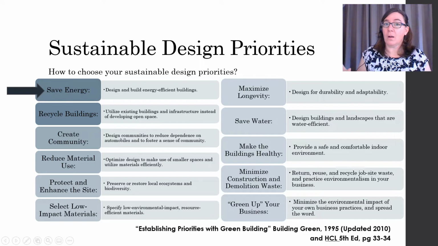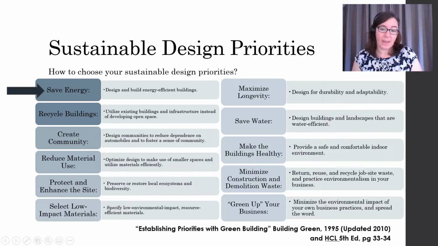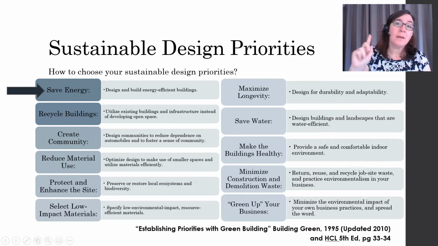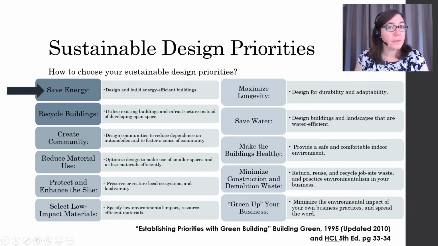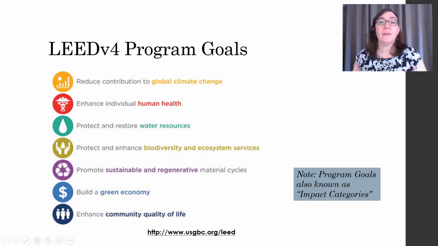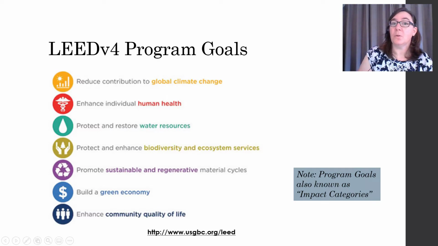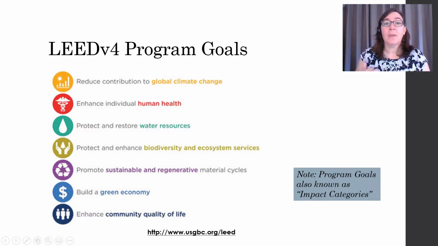But overall, in general, you can follow this framework, and it's coming from your textbook and also an article called Establishing Priorities with Green Building. The number one, very most important sustainable design priority is going to be to save energy across the board. If you're familiar with the LEED program, some of these goals should sound very familiar to you because they map quite closely with the LEED program goals.